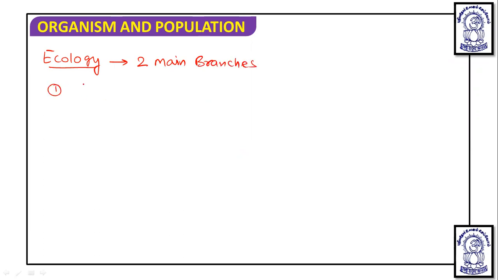Number one is autoecology, or species ecology. Now, what takes place in autoecology or species ecology? Here, there is a study of reciprocal relationship.